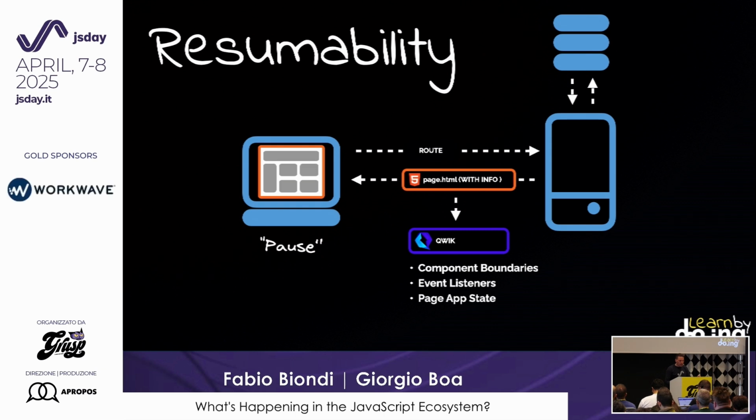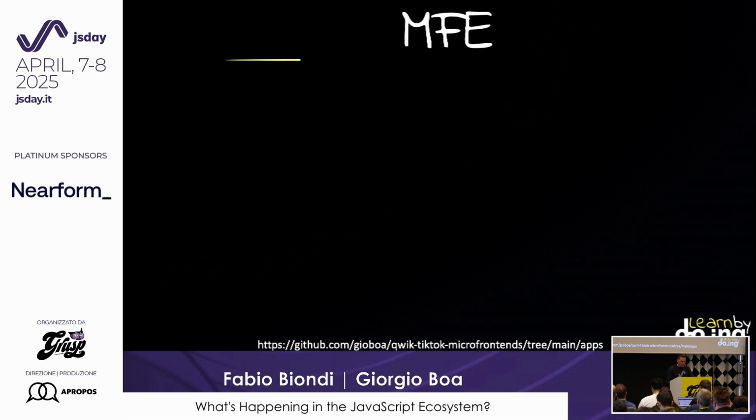And with Qwik, basically we have the component boundaries. So the optimizer under the hood is grabbing all your JavaScript and is creating these special chunks to be able to be so fast and immediate. So in the page we have event listeners and so on and so forth. We will have, in these days, another specific talk for Qwik, so I don't want to spoil you too much. So let's move on to micro frontends.